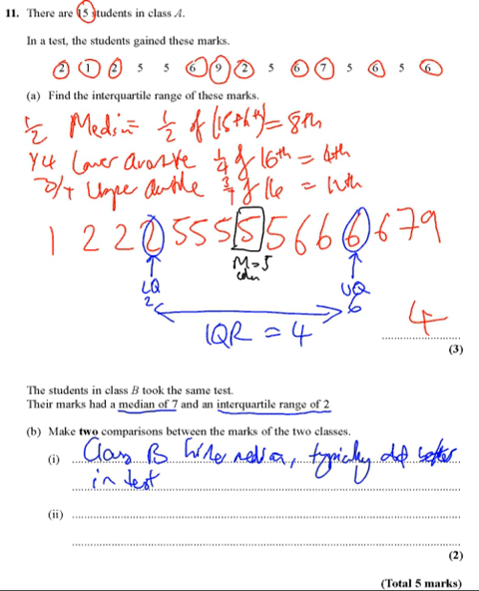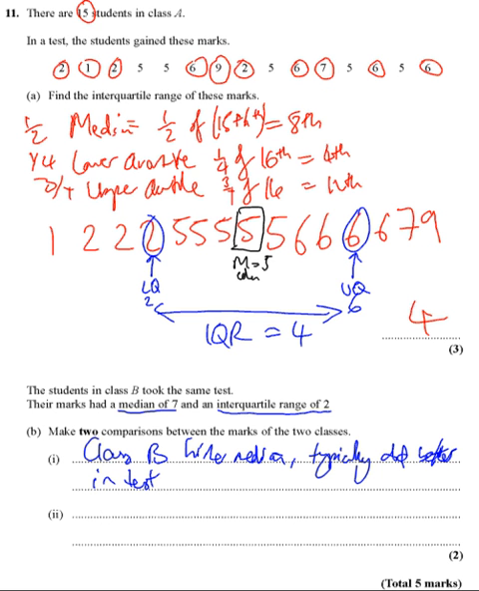So you've got to relate it back to the context. A higher median in this case means higher marks on average in this test, and therefore class B had a higher median and therefore typically better in test. I think most of you will think that's pretty obvious. Comparing the interquartile range is important.